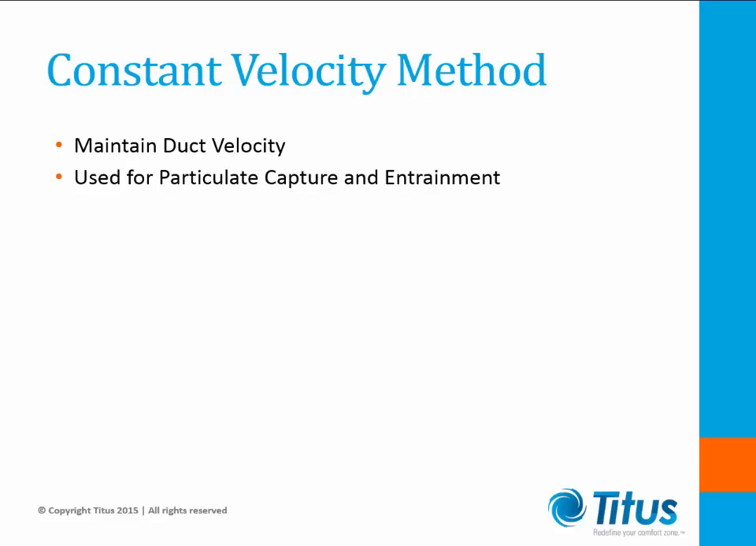Constant velocity method. This method consists of increasing ductwork after each intake or branch to maintain a constant duct velocity. You notice that I said intake. That's because the constant velocity method is usually used in exhaust systems. These systems are designed to keep particulates entrained in the airstream.